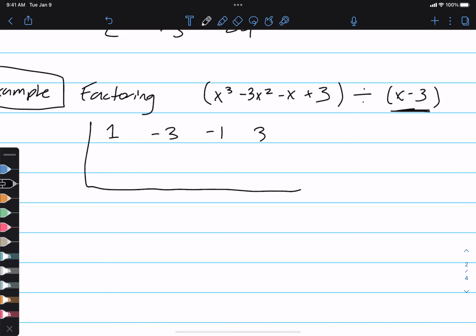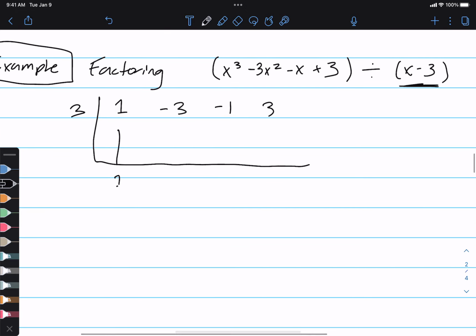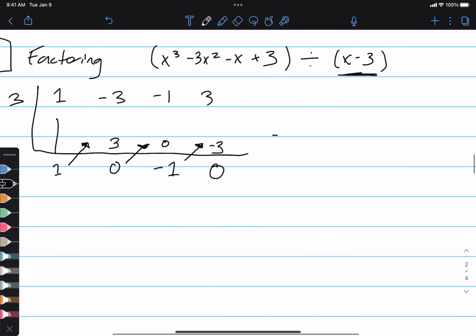And then we're going to write whatever makes this 0. So in this case, it's positive 3. Bring this down to 1. Multiply by 3 to get 3. Add these up to get 0. Multiply again by 3 to get 0, because 0 times anything is 0. We're going to add to get negative 1. And then multiply one more time by 3 to get negative 3. And then these add up to 0. And so this says that our new term is x squared minus 1.